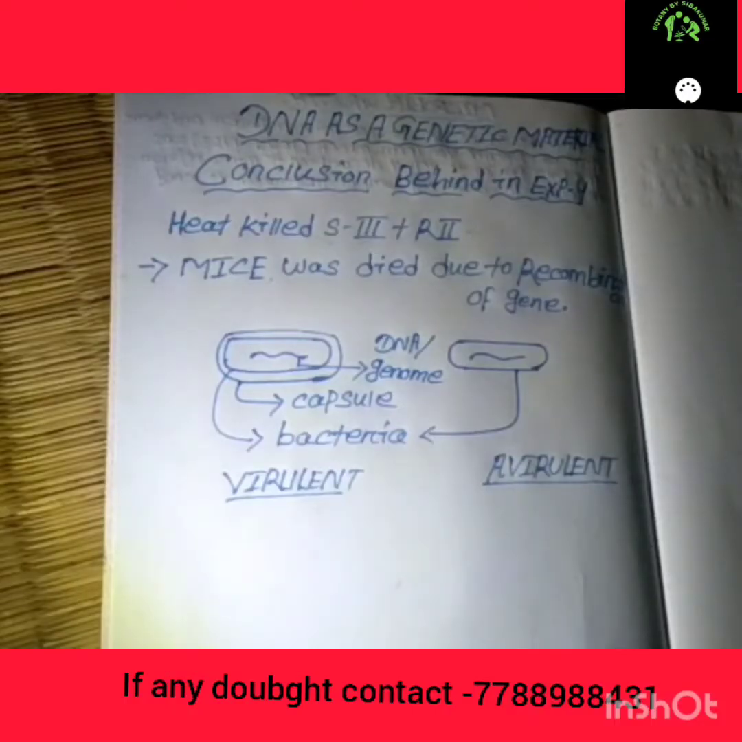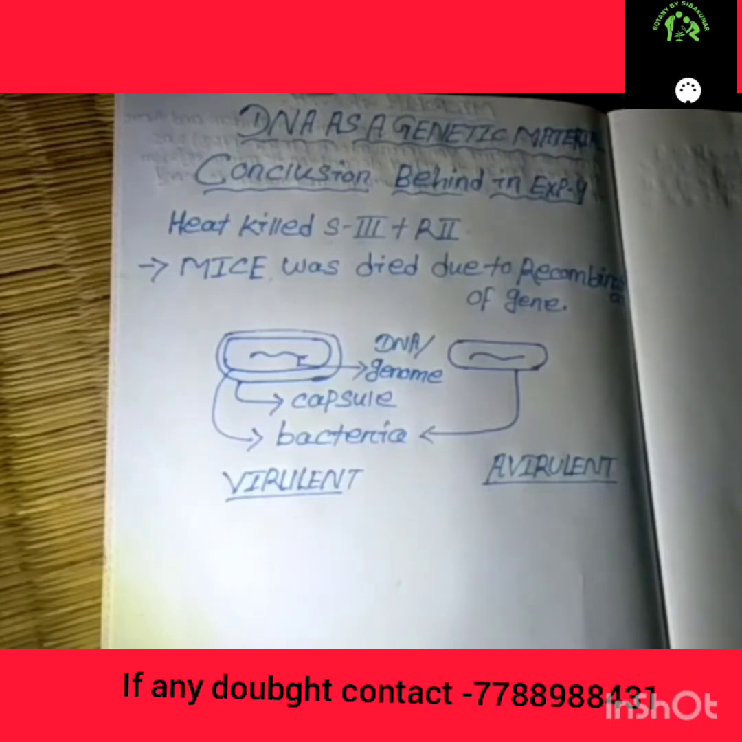Hello student, in this class I will discuss the conclusion behind experiment 4. In the last experiment, experiment 4, the scientist took heat-killed SIII with RII and injected them into mice and observed that the mice died.